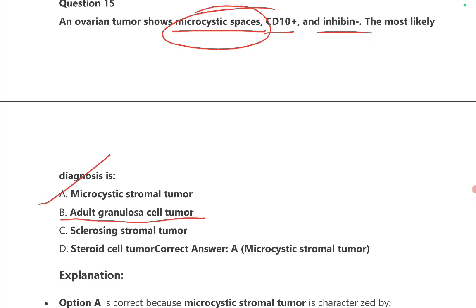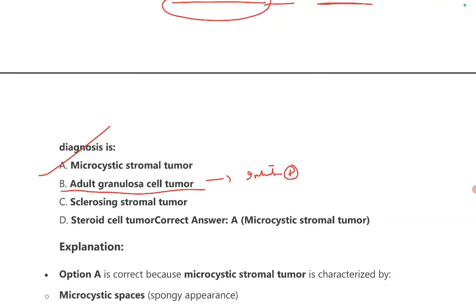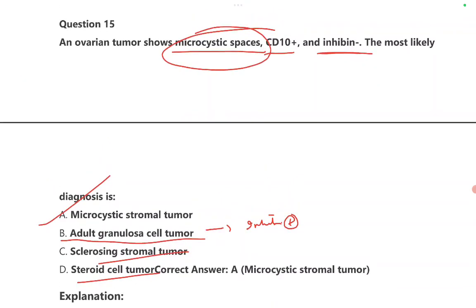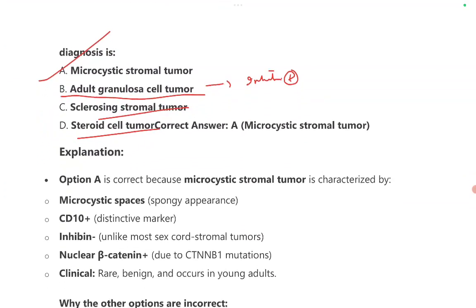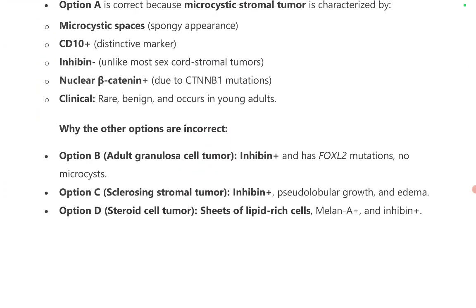Adult granulosa cell tumor is characterized by Call-Exner bodies and is also inhibin positive. So this is also ruled out. Sclerosing stromal tumors and steroid cell tumors don't share similar morphology, so these are easily ruled out. Sclerosing stromal tumors show pseudolobular growth with edema, whereas steroid cell tumors show Melan-A positivity with inhibin positivity.